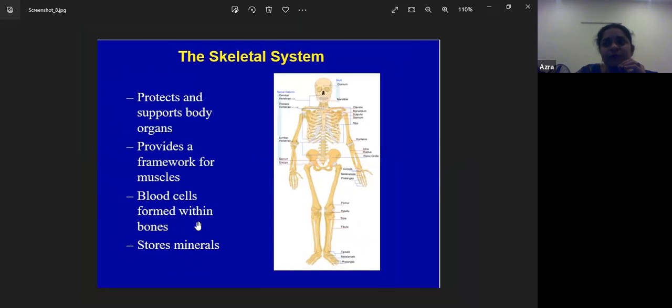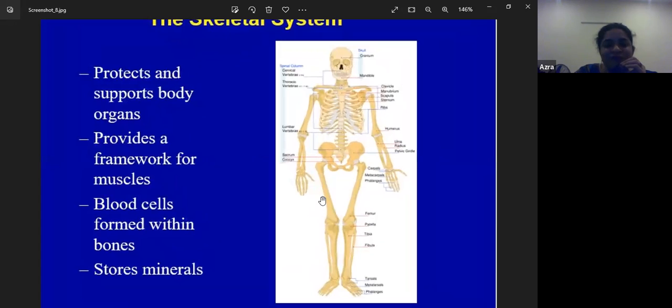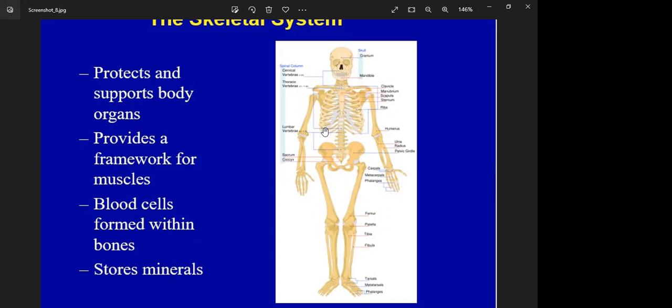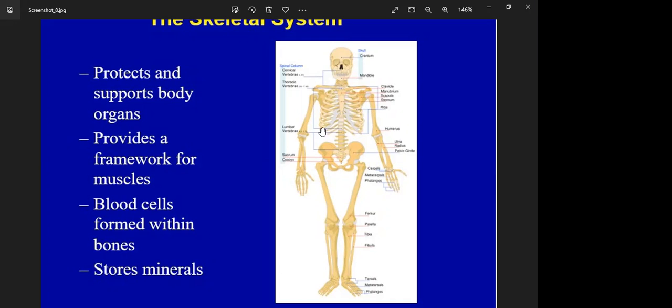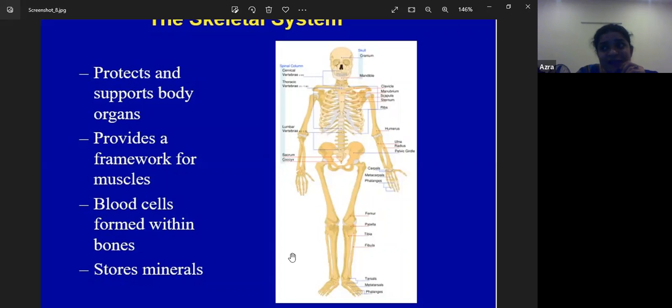Blood cells are found within bones. Obviously, the skeleton is made up of bones. Blood cell, madam? Bones. This is the bones. This is the skeleton.